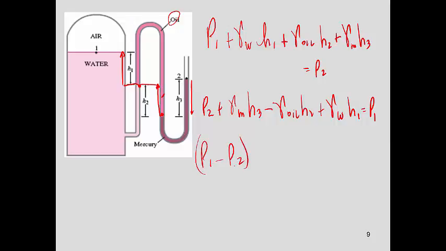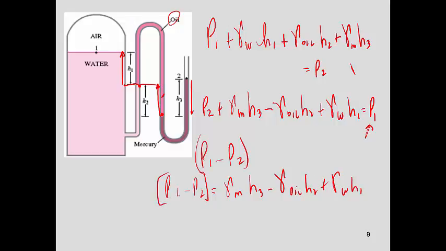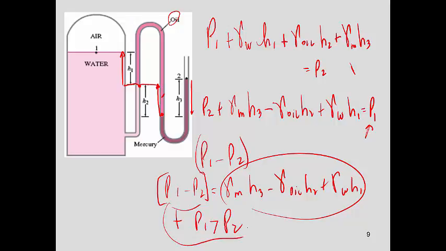So I can calculate P1 or P2, and then if they ask for P1 minus P2, then of course use either one of those definitions. For example, P1 minus P2 equals gamma mercury H3 minus gamma oil H2 plus gamma water H1. So sometimes you don't have to know specifically what P1 and P2 are, but you know the difference. Now here I have P1 minus P2, so if I get a positive value, then P1 is larger than P2. But if I get a negative value, then I know that P2 is larger than P1. Okay?